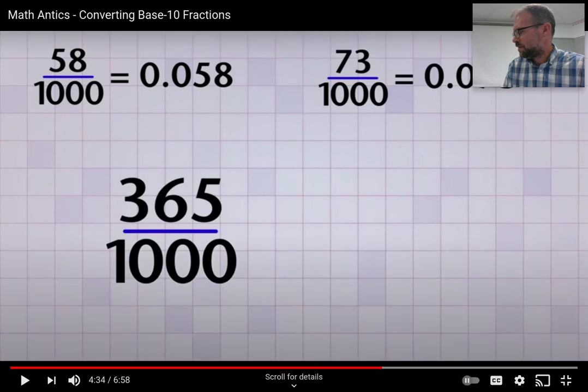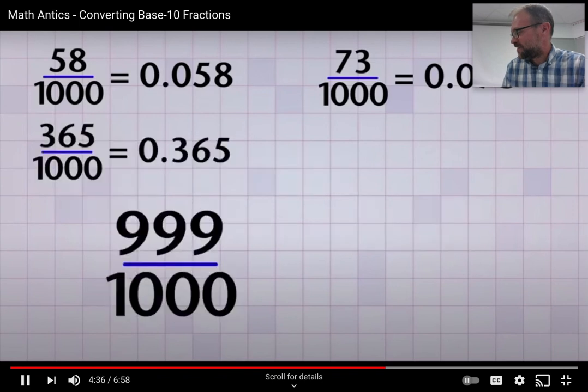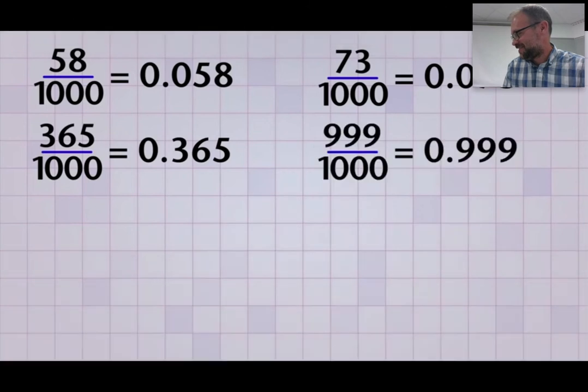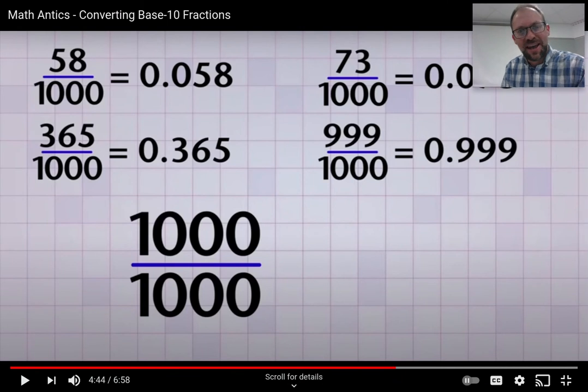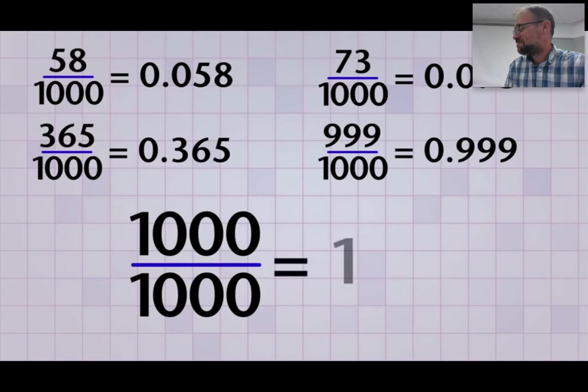365 over 1,000 is what? What will that number look like as a decimal? Go ahead and answer that question right now. It is 0.365. And 999 over 1,000 looks like what? Answer that question right now. It is 0.999. And finally, what do you think we'd get if we converted 1,000 over 1,000? Does that look familiar? Right again. 1,000 over 1,000 is just a whole, so its value would be 1.